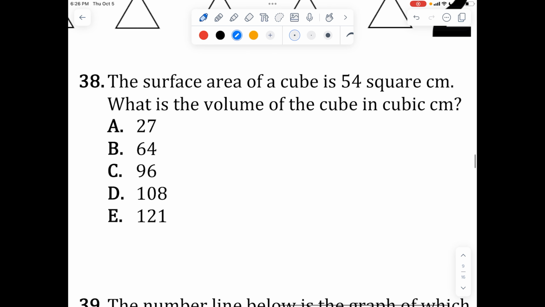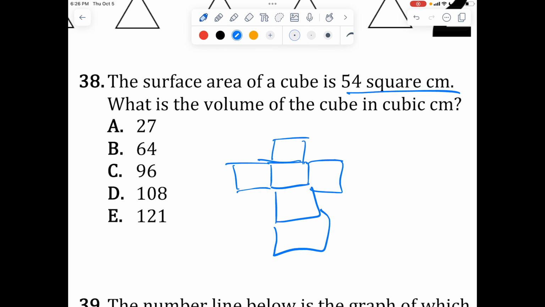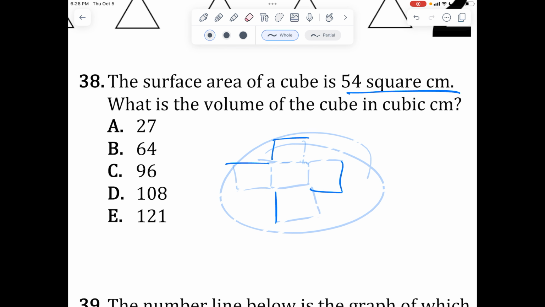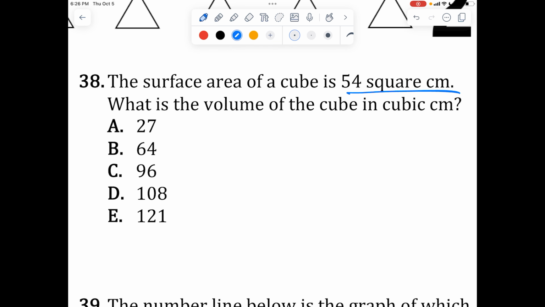The surface area of a cube is 54 square centimeters. What is the volume of the cube in cubic centimeters? Surface area, okay, so let's just think of a cube. If you've ever seen a cube laid out, it has 6 faces. It'll look like this. Right, and you fold it all together, it becomes a cube. But that's just, if you know it, you know it. If you don't, you don't.